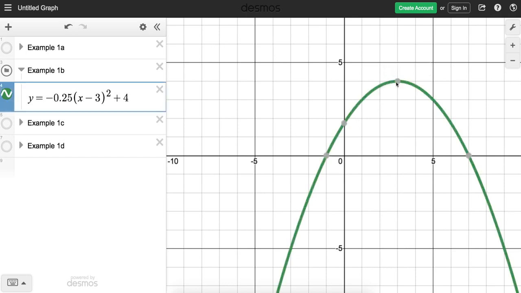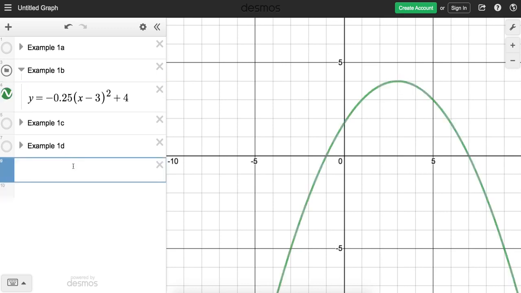So our vertex is at 3, 4. We want to go down 1 unit, so take 1 away from 4, and that's going to put our focus point at 3, 3.